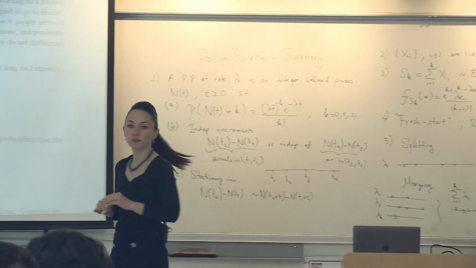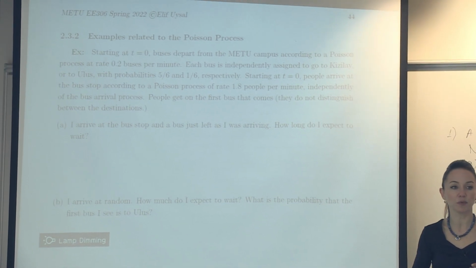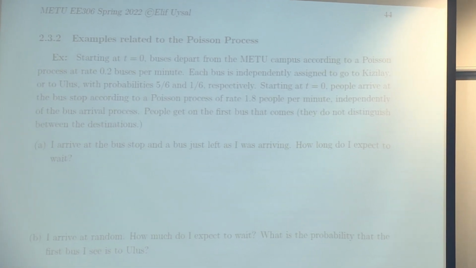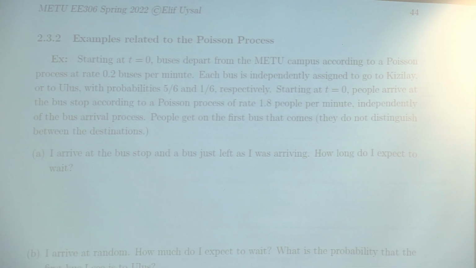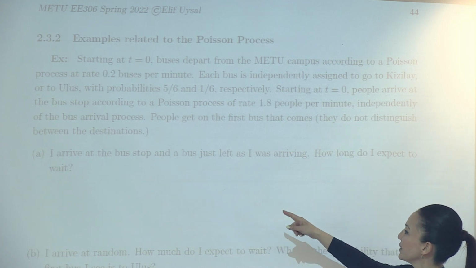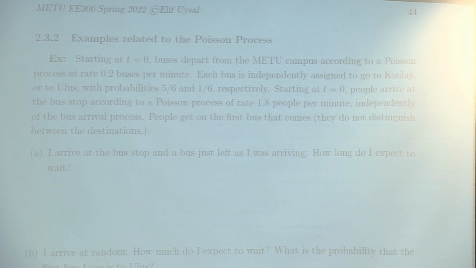Now people get on the first bus that comes. So if you're a person, you get to the bus stop, you're waiting there, you take the first bus and leave. You don't care whether it's to Ulus or Kızılay, you just want to get out of here. Okay? So, first question. I arrive at the bus stop and the bus just left as I was arriving. So I just missed it. How long do I expect to wait? 5 minutes, exactly an expected inter-arrival time.